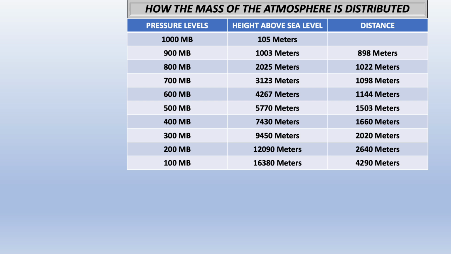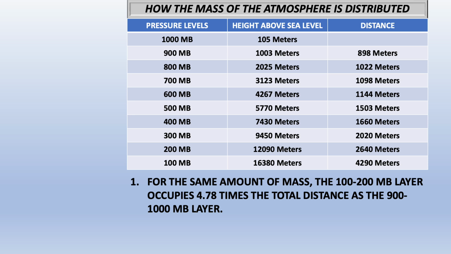But the value of the number in terms of the height of that surface above sea level is increasing. The difference between 1,000 and 900 is 898. Between 600 and 500 is 1,503. And from 200 to 100 is 4,290. So for the same amount of mass, the same amount of millibars, the 100 to 200 millibar layer occupies 4.78 times the total distance as the 900 to 1,000 millibar layer. So the mass, since density is mass over volume, obviously you've got a much bigger volume, same amount of mass. That means the density is going down significantly.